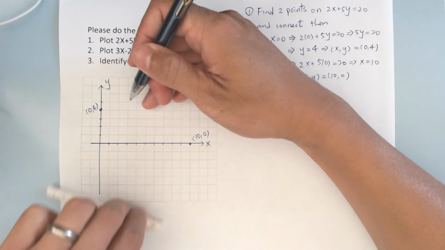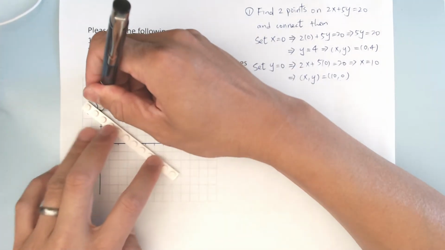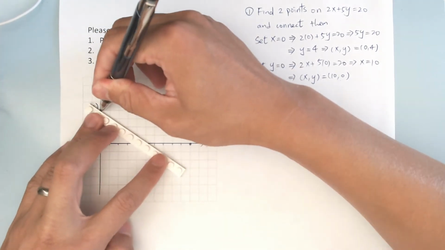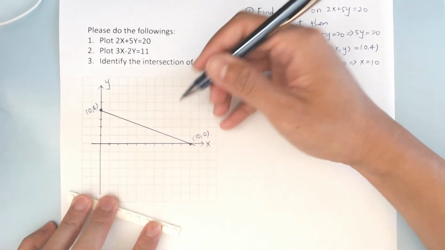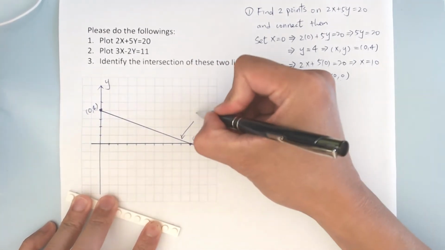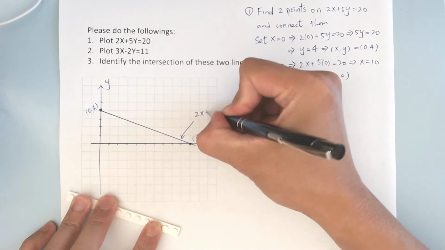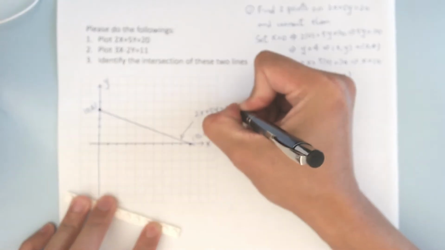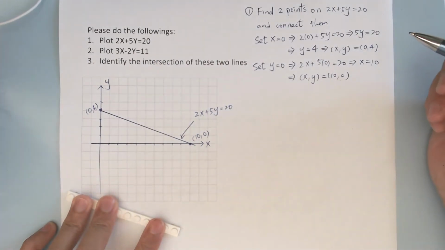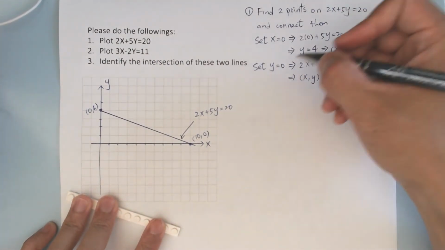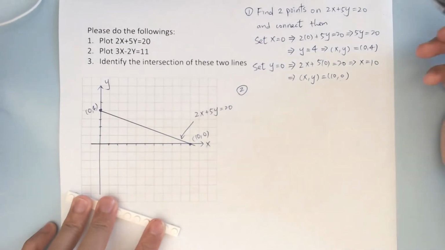Alright, so now let me connect these two points. Okay, here we go. So this is the line 2x plus 5y equal to 20. That's it. So I have the first task completed. Now move on to the second task.